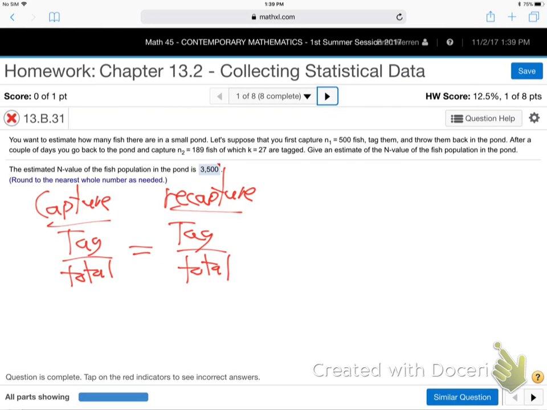All right, so let's look at the question. You want to estimate how many fish there are in a small pond. Let's suppose that you first capture 500, tag them, and throw them back. After a couple days, you go back to the pond, capture 189, of which 27 are tagged.